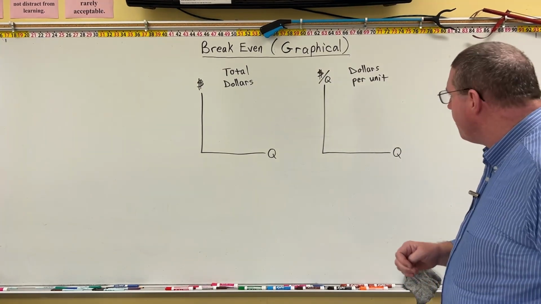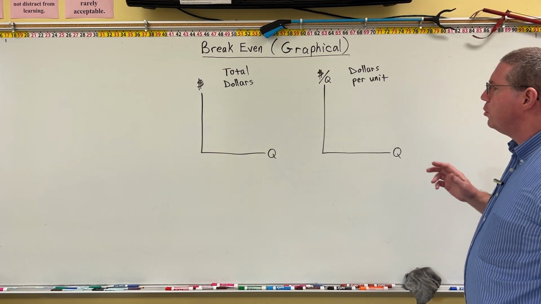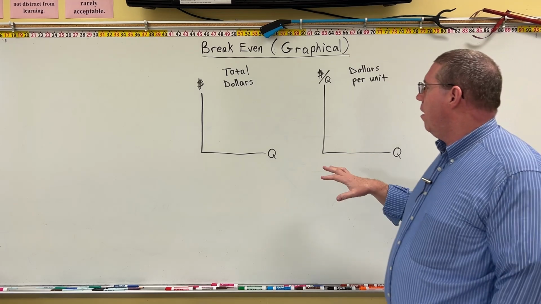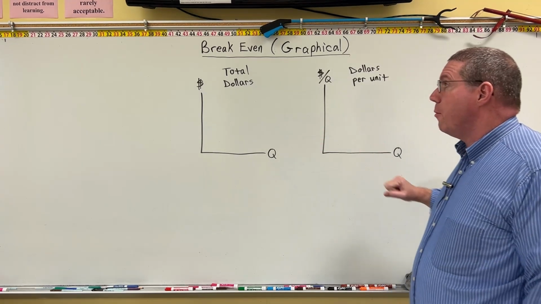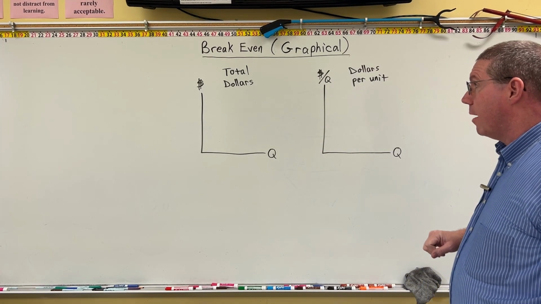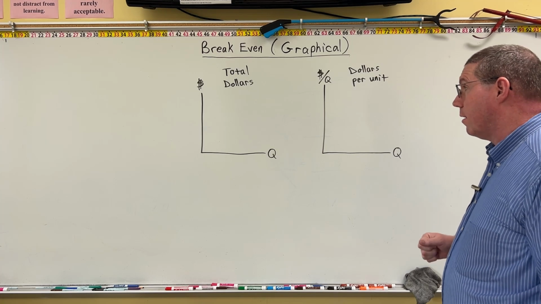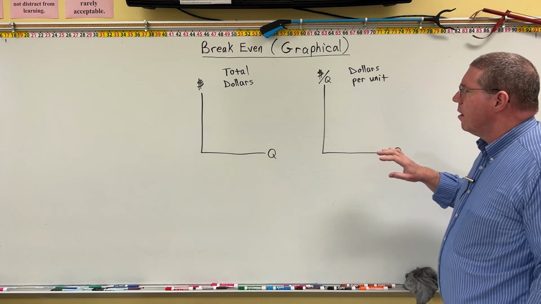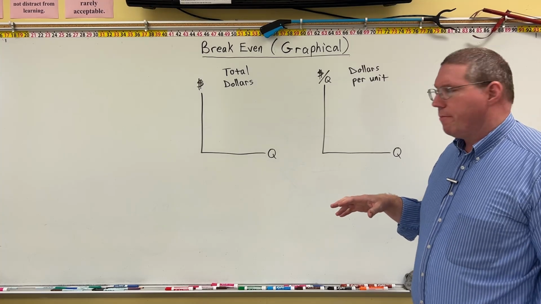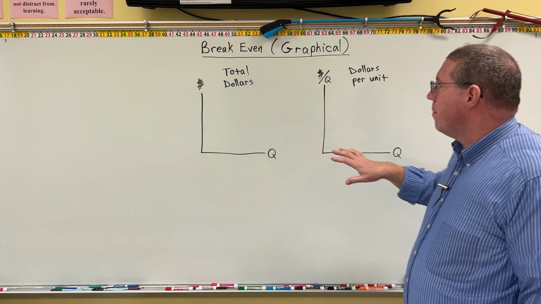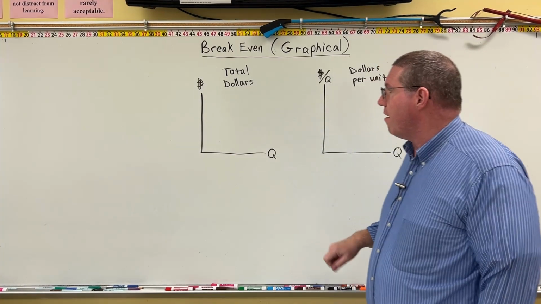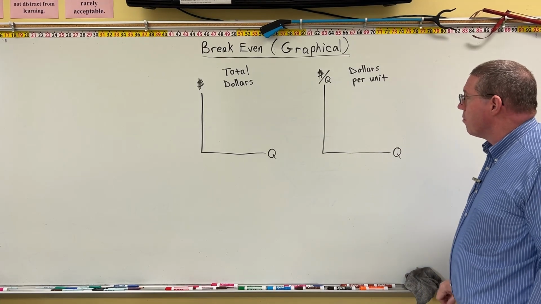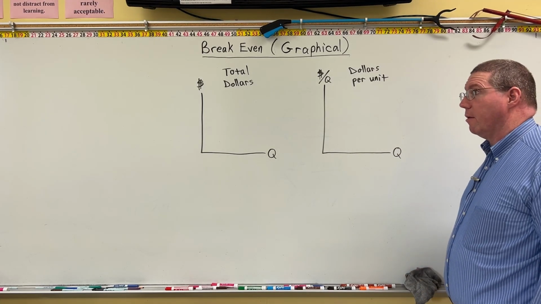Before we do that, I want to talk about two different types of graphs that we often have in microeconomics, economics in general, but especially microeconomics. And a lot of times they can be a little confusing, and they're very similar. One of them I call the total dollars graph, and the other graph I call the dollars per unit graph, because that's exactly what they are.